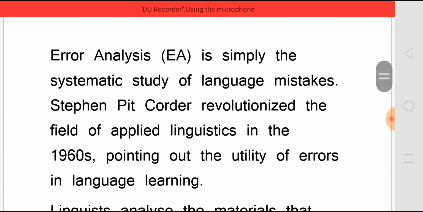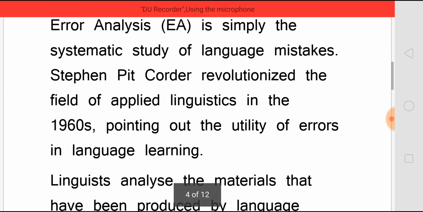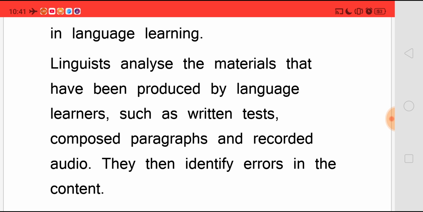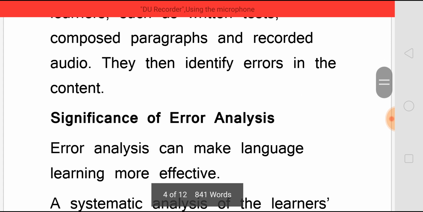Now, error analysis, that is EA, is simply the systematic study of language mistakes. Stephen Pit Corder revolutionized the field of applied linguistics in the 1960s, and he pointed out the utility of errors in language learning. Linguists analyze the materials that have been produced by language learners, such as written text, composed paragraphs, and recorded audio. Then they identify errors in the content.